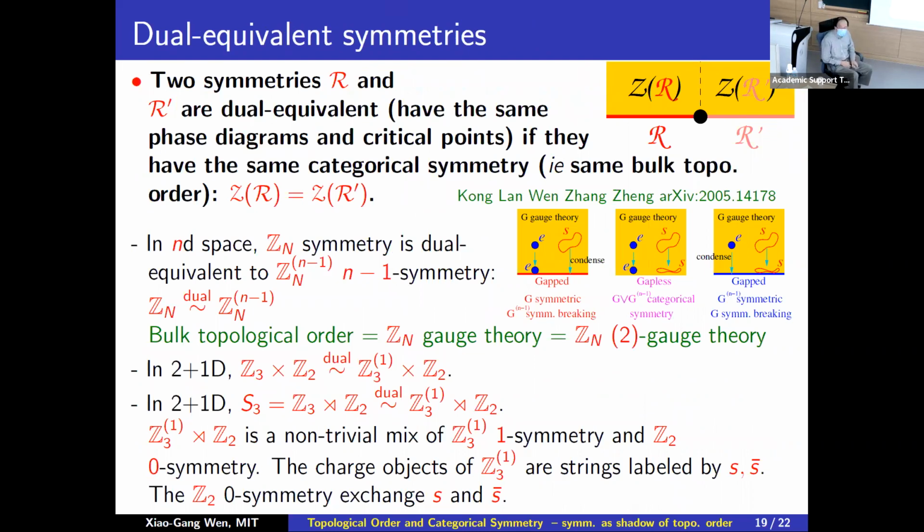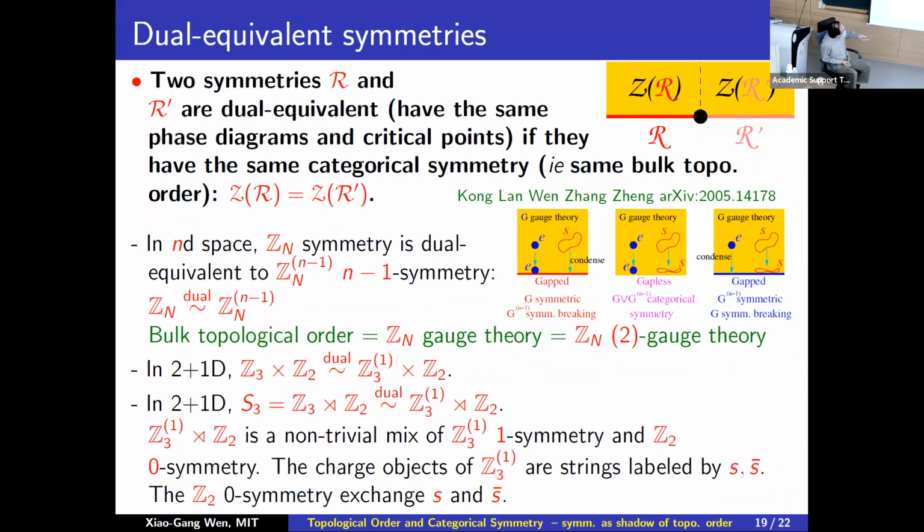So the first application of this holographic principle is dual equivalent symmetry. That is, two symmetries can be equivalent if they have the same bulk topological order, the same categorical symmetry. For example, in n-dimensional space, the Zn symmetry is equivalent to the Zn^(n-1) higher symmetry. So basically, the phase diagram of the Zn symmetry and the phase diagram of the Zn^(n-1) symmetry are identical.